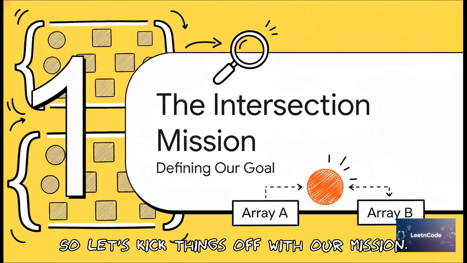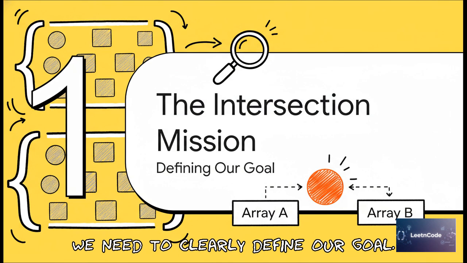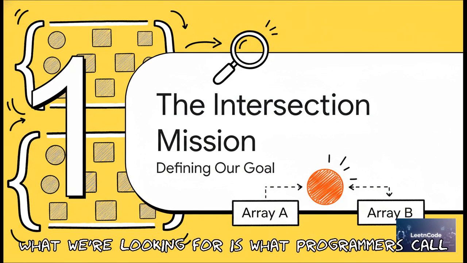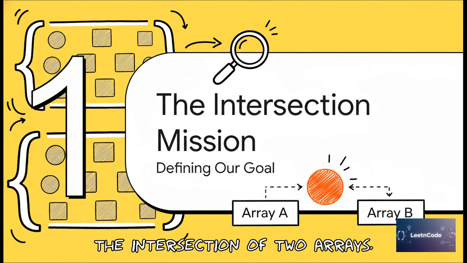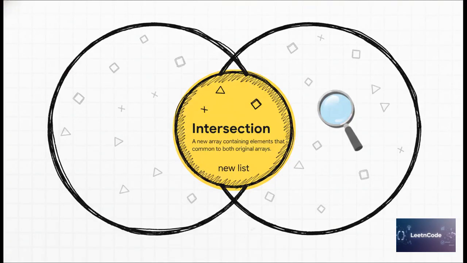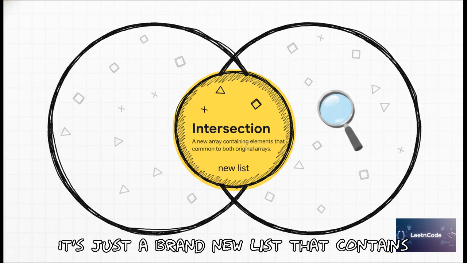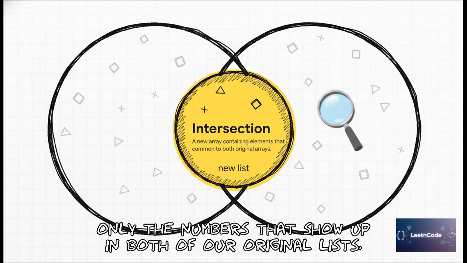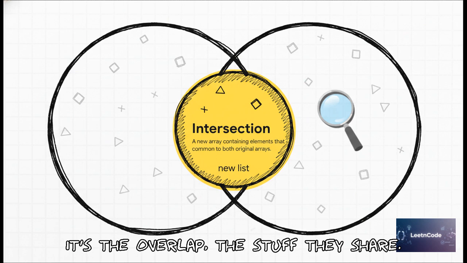So let's kick things off with our mission. We need to clearly define our goal. What we're looking for is what programmers call the intersection of two arrays. So what exactly is an intersection? Honestly, it's super simple. It's just a brand new list that contains only the numbers that show up in both of our original lists. It's the overlap, the stuff they share.